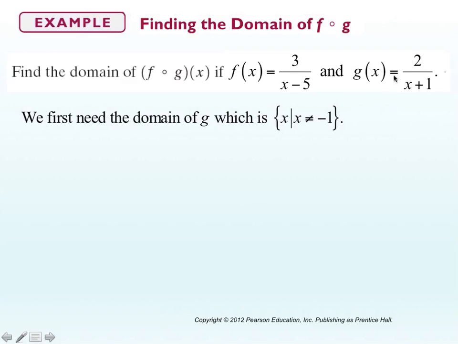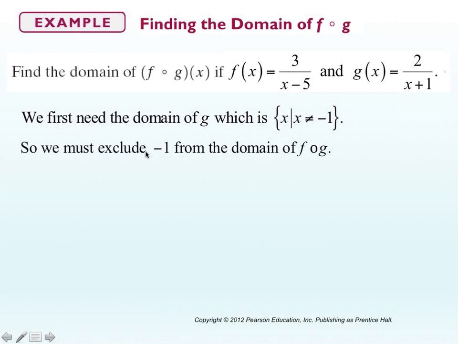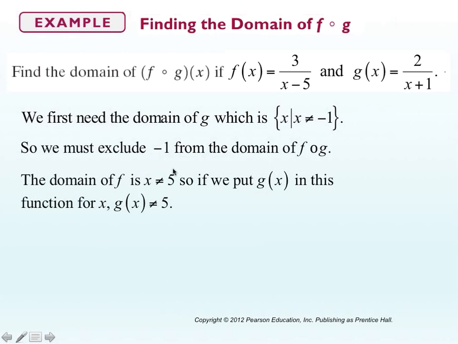So if we look at this, we have g of x equals 2 over x plus 1. Hopefully you remember how to find the domain of this type of function. All you need to do is set the denominator not equal to 0 and solve. So we get x not equal to -1, so that's going to be our domain for g. So that means that we need to exclude -1 from the domain of f composed with g. So what we need to do is go ahead and find the domain of f. And if you look at the domain of f, you're going to have x minus 5 not equal to 0, so you're going to get x not equal to 5.